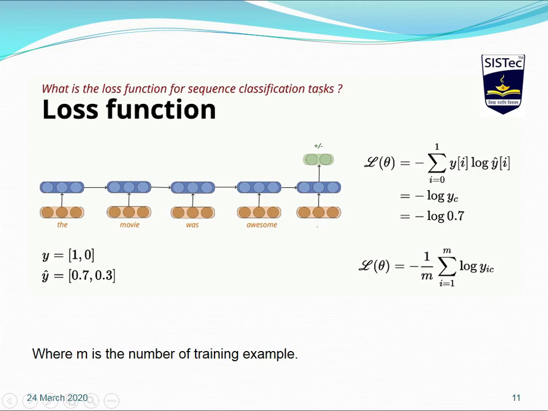Okay. Now calculate the loss functions. In the case of sequence classification, we calculate the loss function at the end of the stage, which is calculated by the cross entropy loss, given by this formula. Here only one entry is one and the rest of the entries are zero. So one is multiplied by log of 0.7. So this is your loss function, and we calculate the average loss, divided by m, where m is the number of your entries. This is the loss function for sequence classification that we already discussed in detail in the last class.